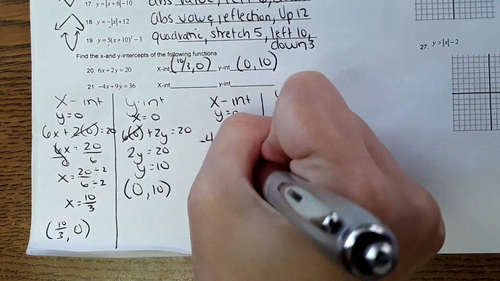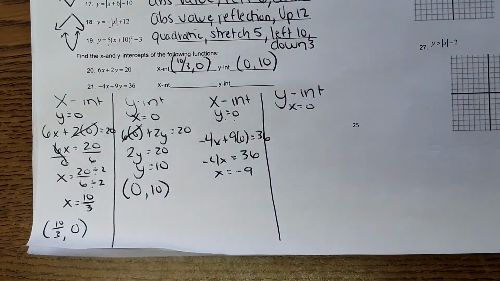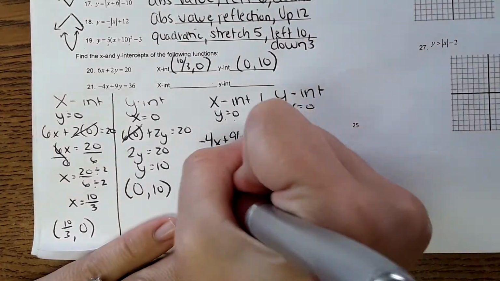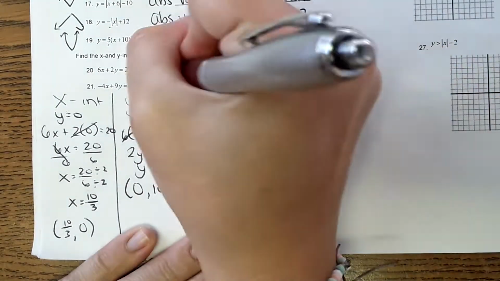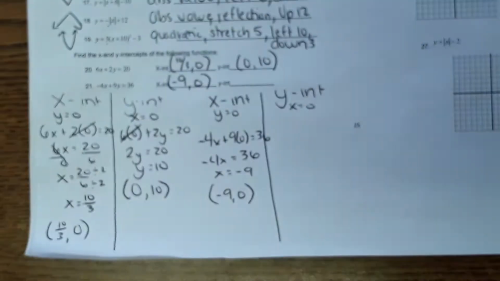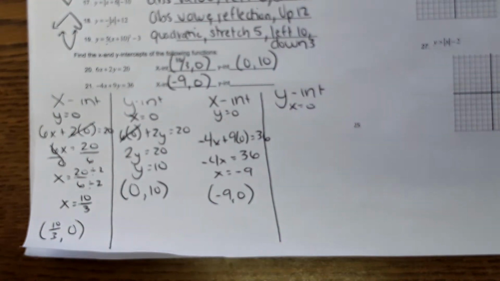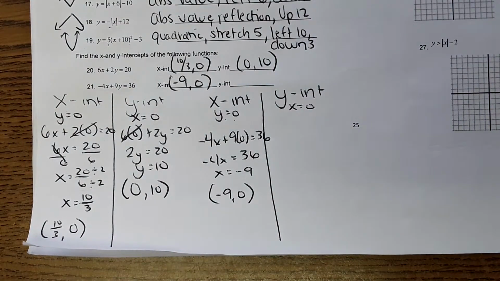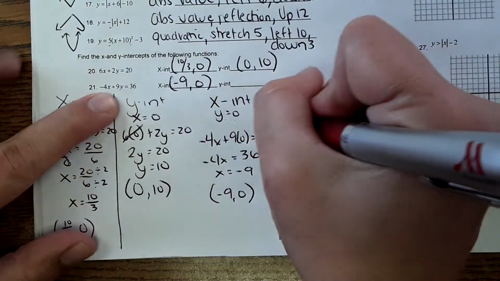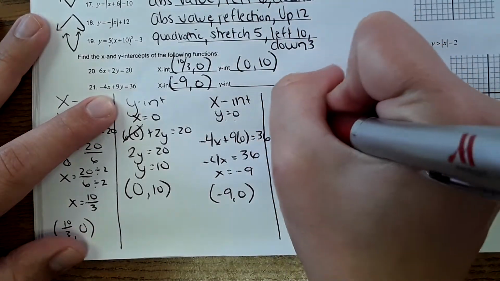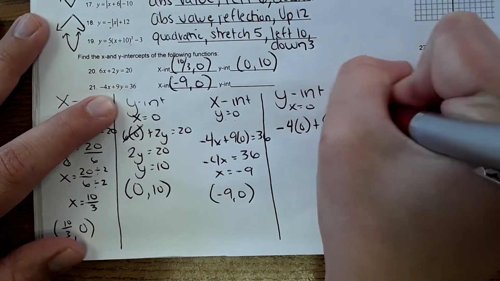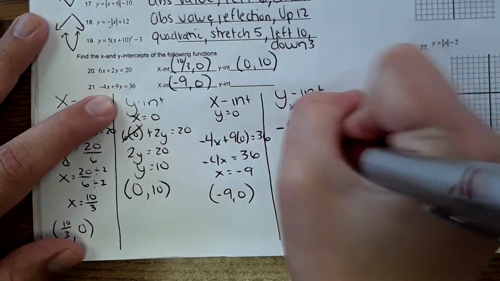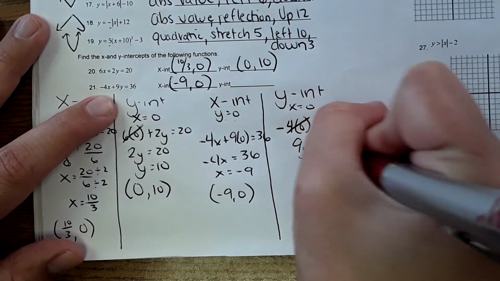X equals -9. And then we have our coordinates, -9, 0. Whoa. It's blurry. Okay, and then for y-intercept, we're plugging in 0 for x, so -4 times 0 plus 9y equals 36. 9y equals 36, so y equals 4.